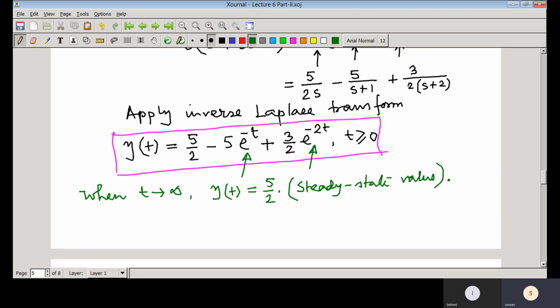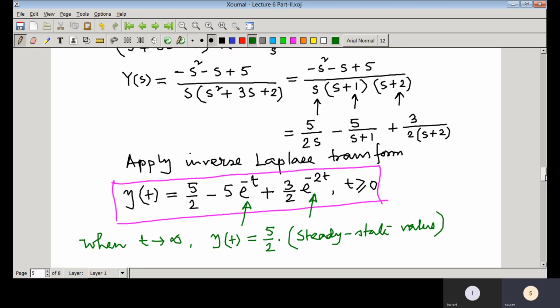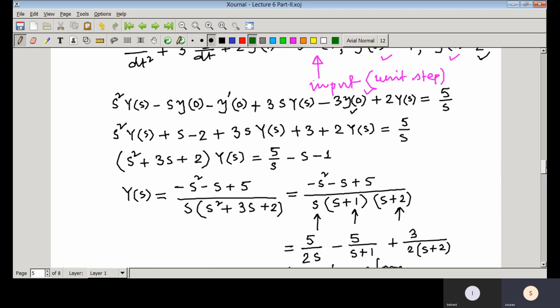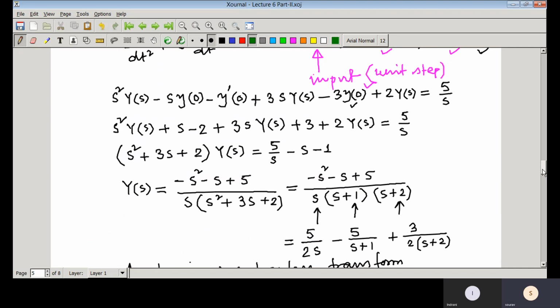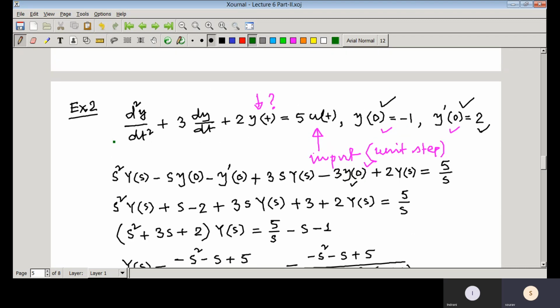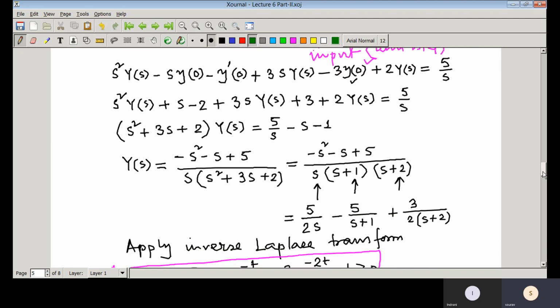So now if I ask you to find the steady state value for this particular system, can you find it? Yes, it can be found. First of all, if you take the Laplace transform, you get the expression for Y(s) as this one.